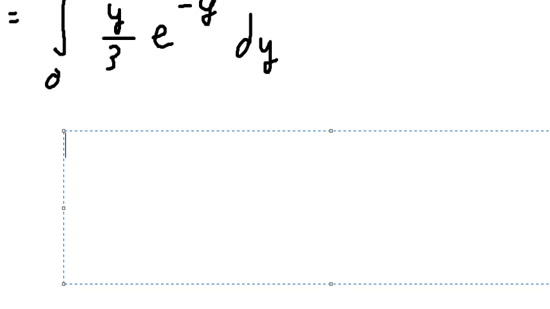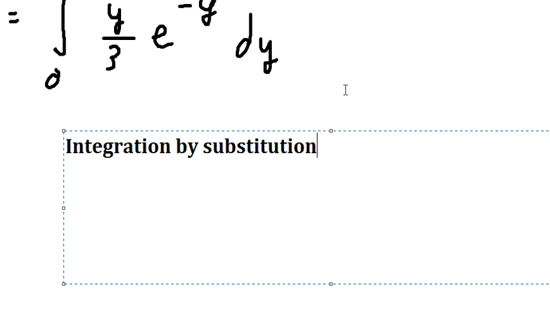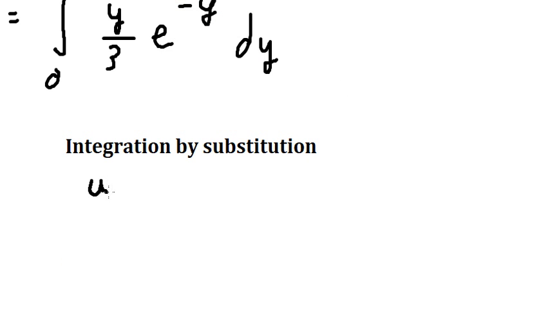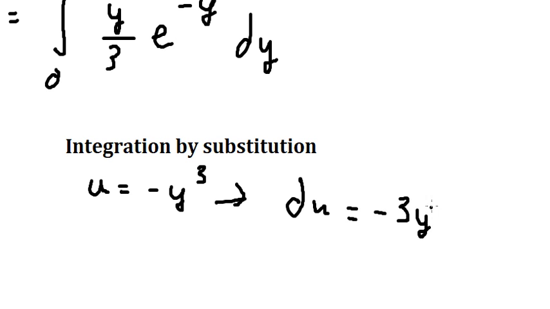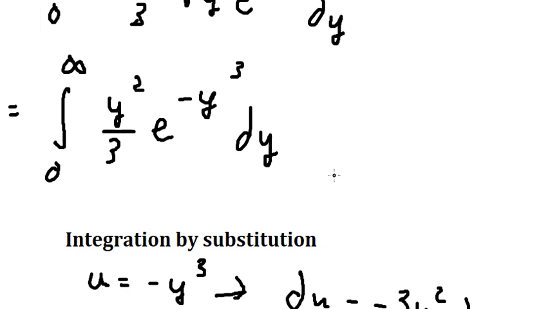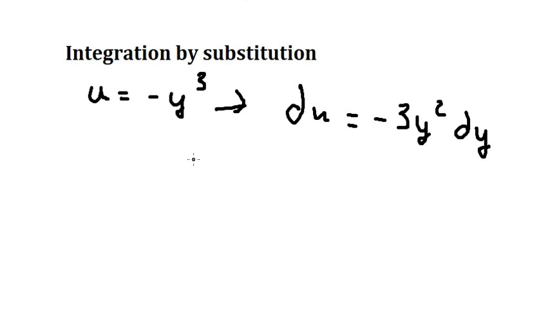Next, we can use integration by substitution. I will set u equals negative y to the power of 3. After that, we need to take the derivative of both sides, so we have this. Because we don't have negative 3, we need to divide both sides by negative 3.